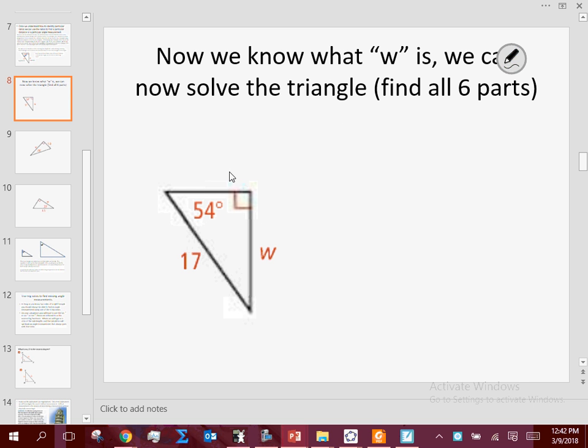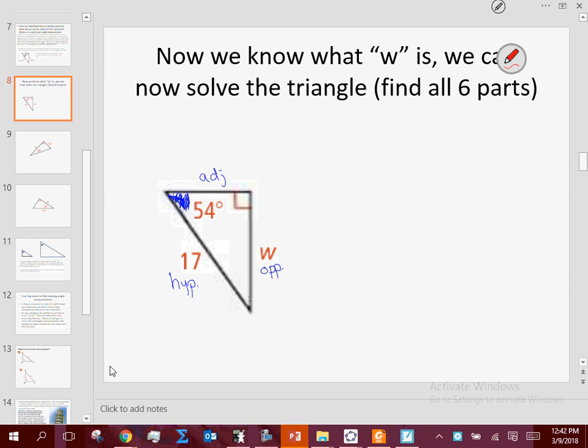Finding W, I'm first going to look at the angle that I'm interested in. And I would assume that because it was given, most of us are probably going to look at the 54-degree angle. Okay? And then I start labeling the sides off of that 54-degree angle. So what would W be for that 54 degrees? That's the opposite side. Okay? This would be the adjacent then, right? And 17 has to be the hypotenuse.